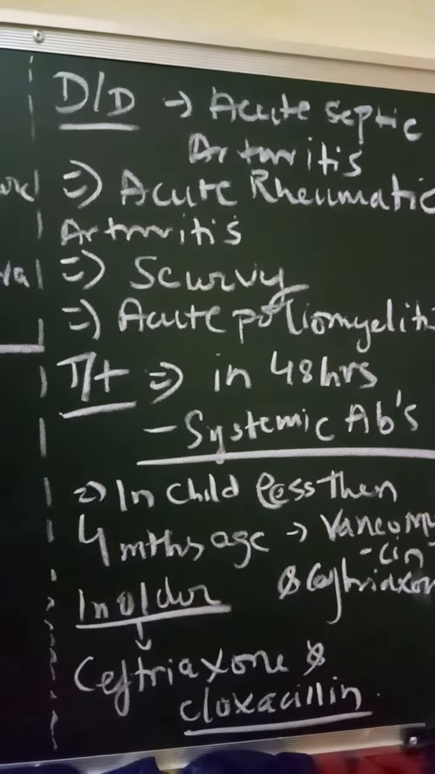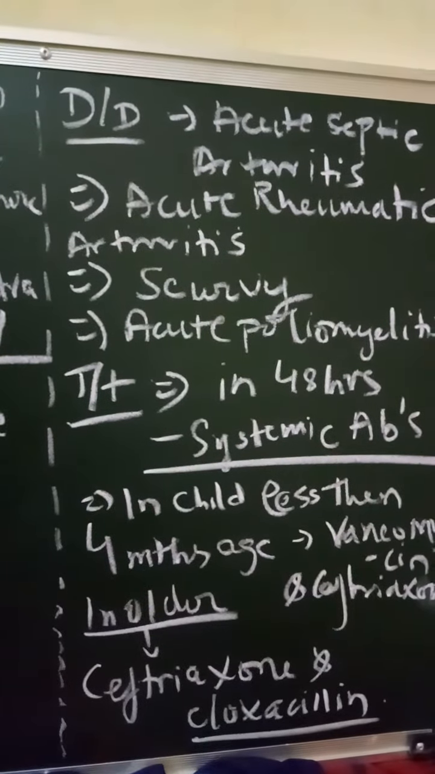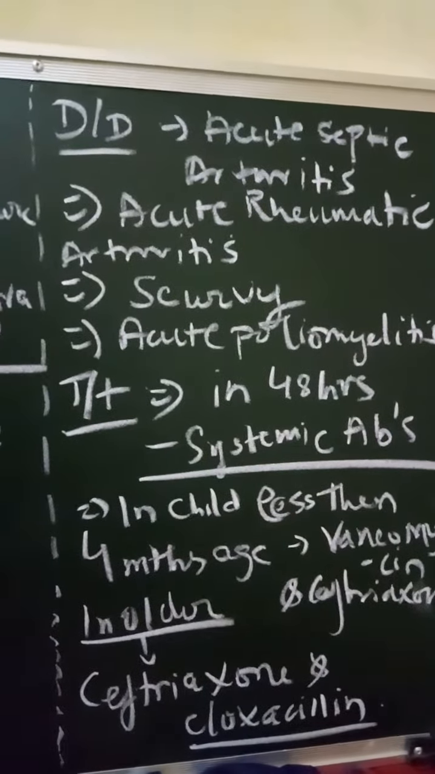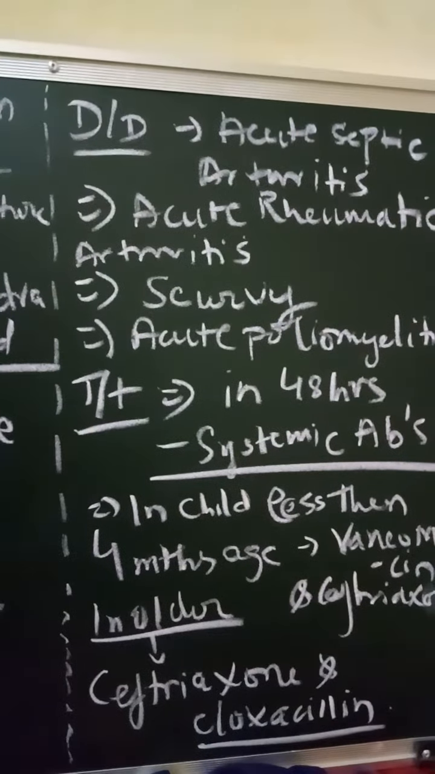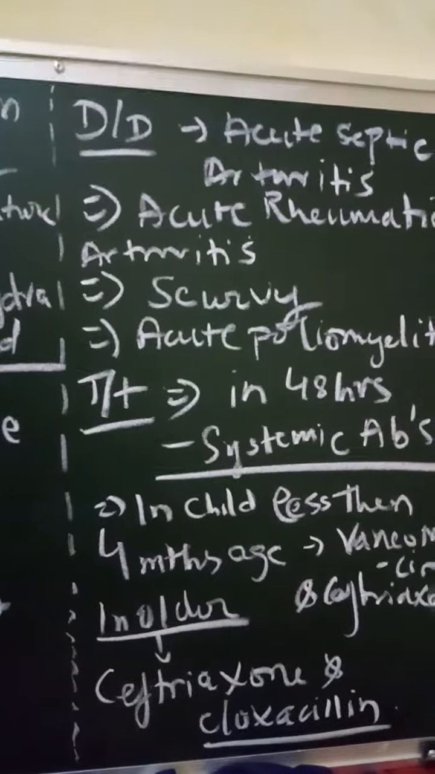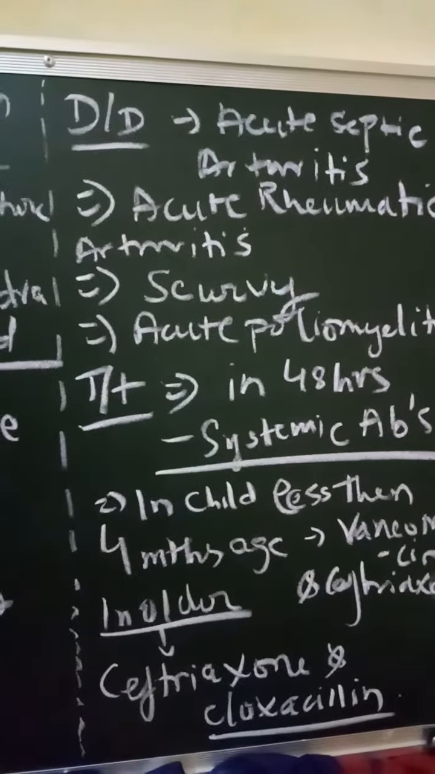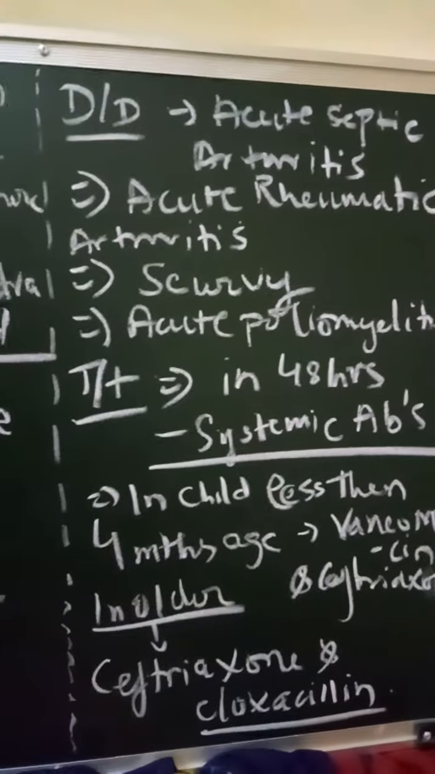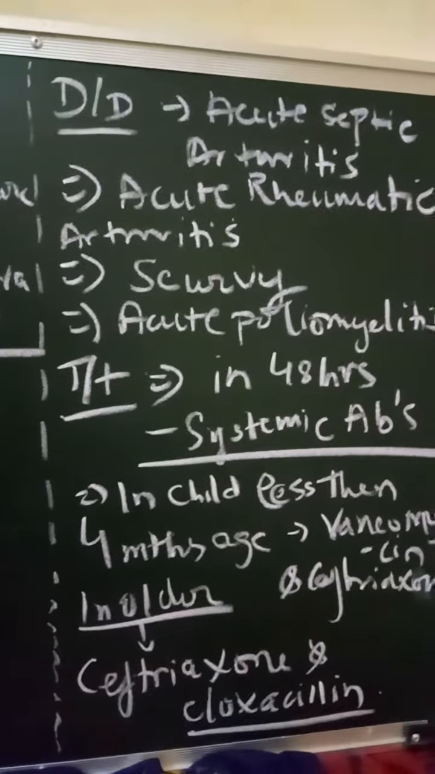The complications: there may be general complications. In the early stage, the child may develop septicemia and pyemia. Either complication, if left uncontrolled, may prove fatal. So you have to remember that the child may develop, if not treated, septicemia or pyemia. These are general complications, but the local ones are as follows.